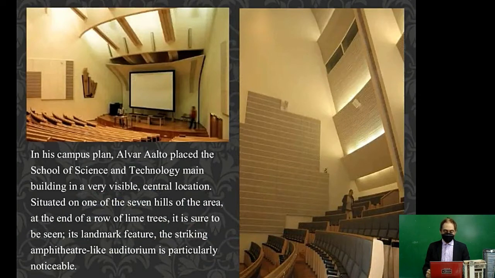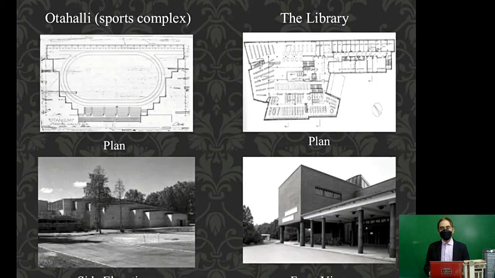In his campus plan, Alvar Aalto placed the School of Science and Technology main building in a very visible central location, situated on one of the seven hills of the area at the end of the row of lime trees. It is sure to be seen; it is a landmark feature. The striking amphitheater-like auditorium is particularly noticeable.